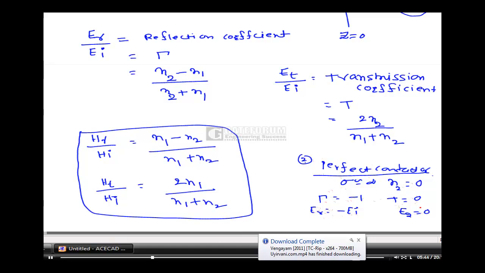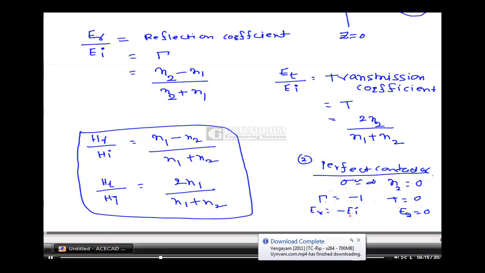Because E1 is nothing but EI plus ER, the total wave is reflected if medium 2 is a perfect conductor. We know that the electric field inside a perfect conductor is 0. The field vanishes, so this is true here. The total wave is reflected back when medium 2 is a perfect conductor.